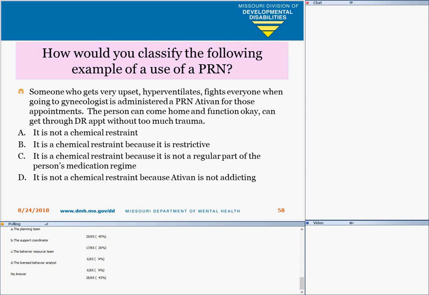So here's your question: how would you classify the following example of use of as-needed or PRN medication? Someone very upset, hyperventilates, and fights someone around them when they're going to the gynecologist, is given PRN Ativan. Of course, it was prescribed by the gynecologist for use. They're given PRN Ativan when they go to those appointments. When they're home, they function okay, and they can also get through the doctor appointment without too much trauma. How do you classify that? Is it a PRN? It is a PRN, but is it also a chemical restraint?